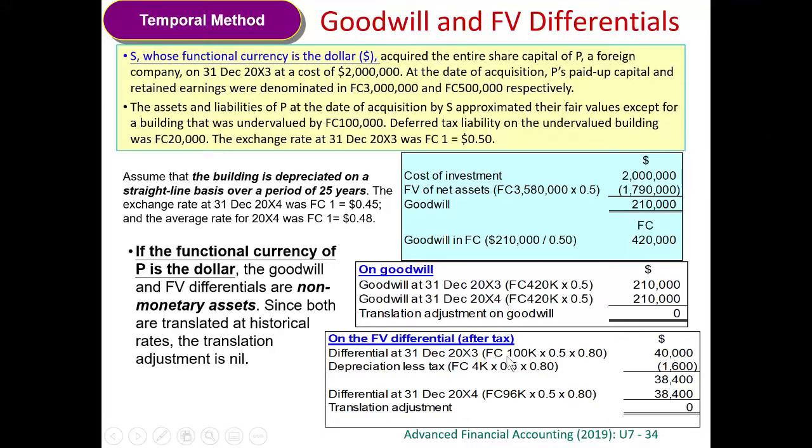The same applies for the fair value adjustments. 40,000 is the correct value in dollar. Therefore, it should be depreciated over 25 years. So that's why there are no translation adjustments if the functional currency is already the same as the presentation currency. This is how we translate for the goodwill and fair value differential.